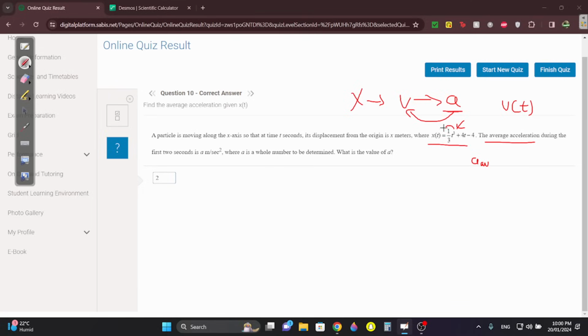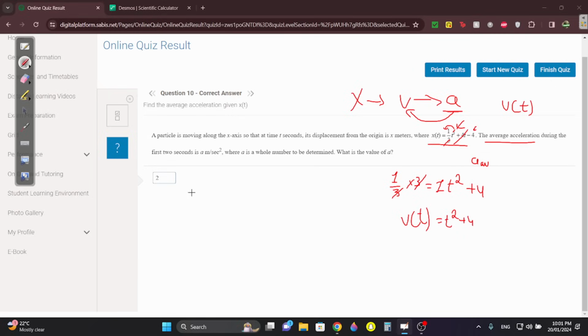3 times the coefficient 1 over 3, they cancel. You get 1, because 1 over 3 times 3, you cancel, you get 1. And then t cubed, t to the power of 3, reduce the exponent by 1, becomes t squared. Plus 4t, 1 times 4 is 4, and then the exponent reduced by 1, the t is gone. And here minus 4 doesn't have an exponent, you just don't write it. So your v(t) will be t squared plus 4.